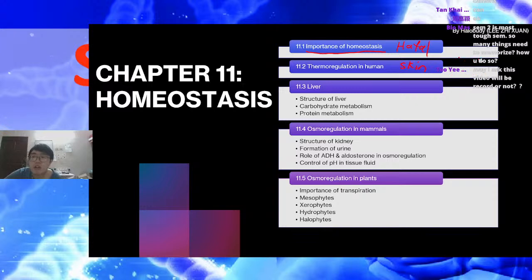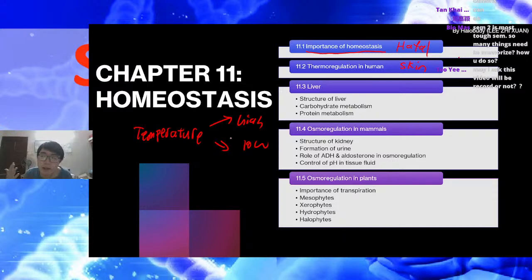So there are only two conditions: when the temperature is high or low. When the surrounding temperature is high, what does the skin do? And when the surrounding temperature is low, what does the skin do, what do the other parts of our body do, and what actions can we take to ensure that our temperature does not become too low?